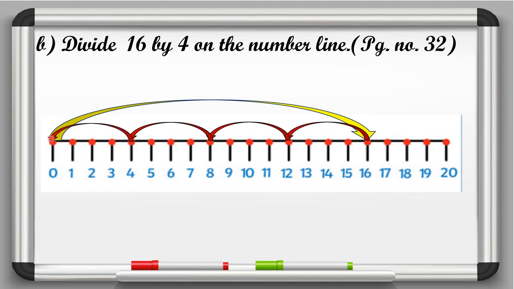Understood, beta? Now we will count how many times we moved. 1, 2, 3, 4. So 4 steps we moved backward. Okay, so we can say that 16 divided by 4 is equal to 4. Understood, beta?